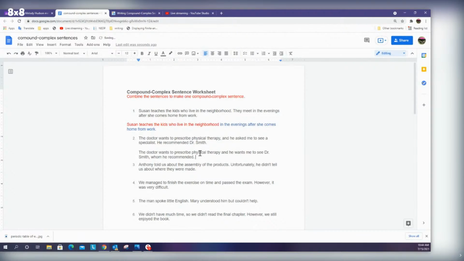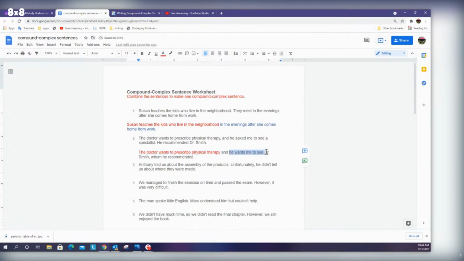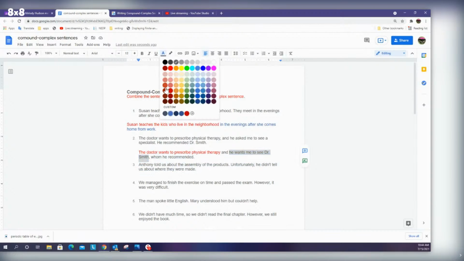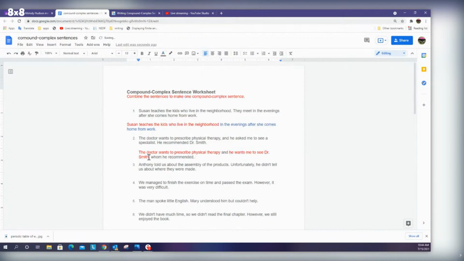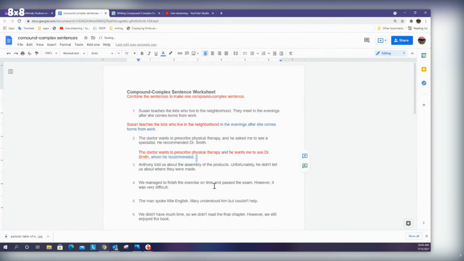So the doctor wants to prescribe physical therapy. There is our independent. That could be a sentence all by itself. He wants me to see Dr. Smith. That's another independent. That could stand by itself. So we're going to put that in red as well. Got this? Now, whom he recommended. That can't stand alone, can it? So that is our dependent.